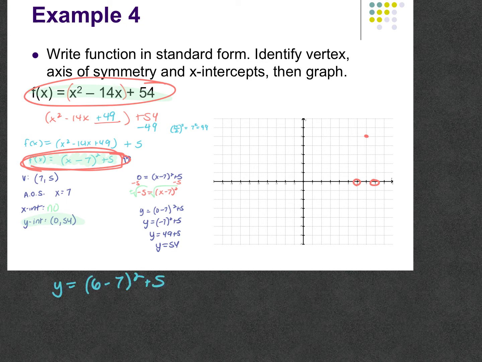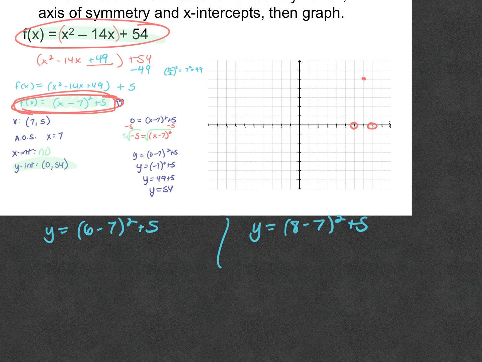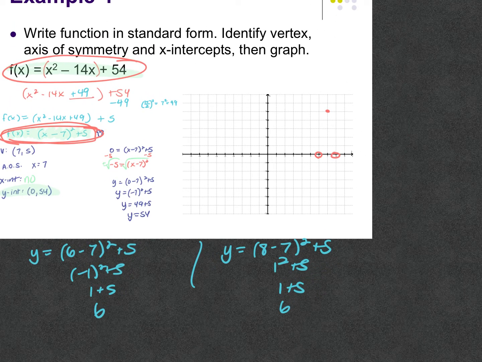It does. So I'm going to plug in 6 and I'm going to plug in 8. What do we think is going to happen with both these answers? They should be the same because it's reflective over that axis. So negative 1 squared plus 5, 1 plus 5, which is 6. 1 squared plus 5, 1 plus 5, which is 6. So my 2 coordinate points are 6, 6, and 8, 6.